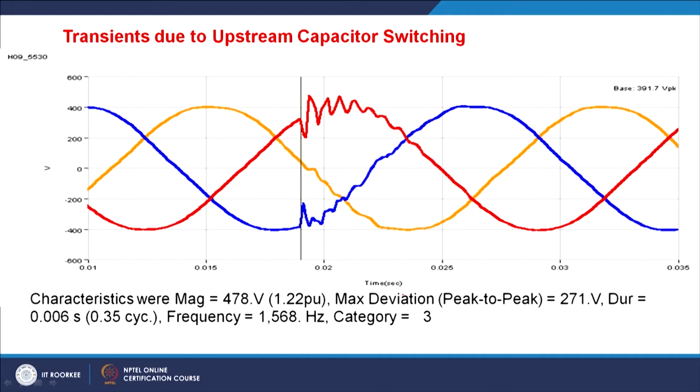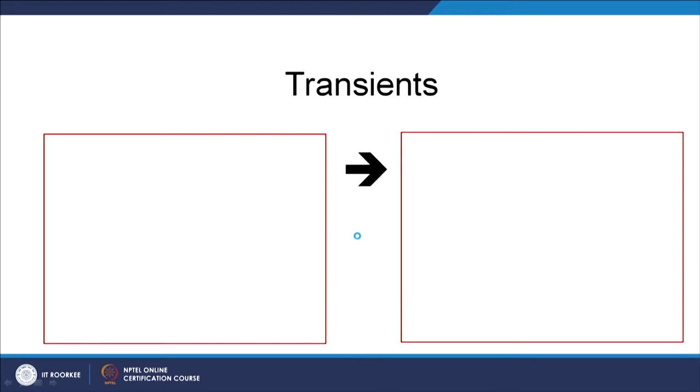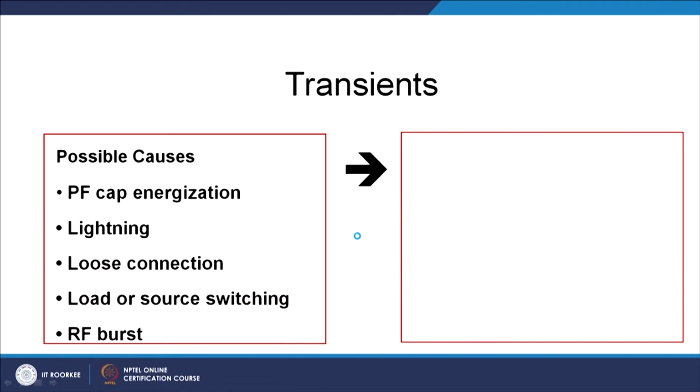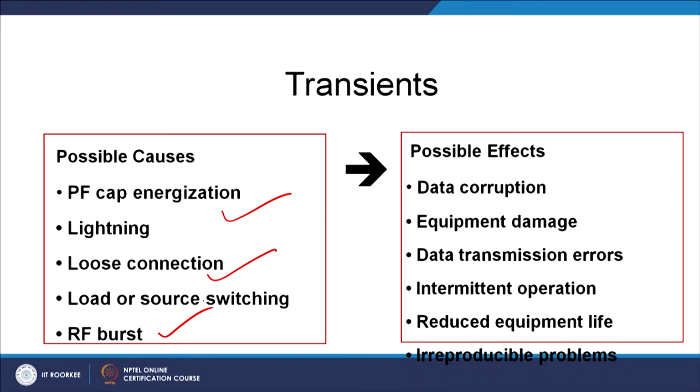Similarly, we can have a transient here. The possible causes of transients are power factor capacitor energization, lightning, loss of connections, load or source switching, or an RF blast. Possible effect: data corruption.